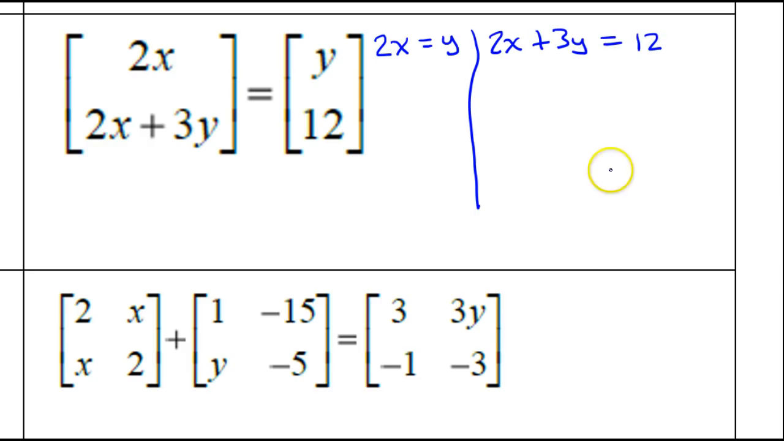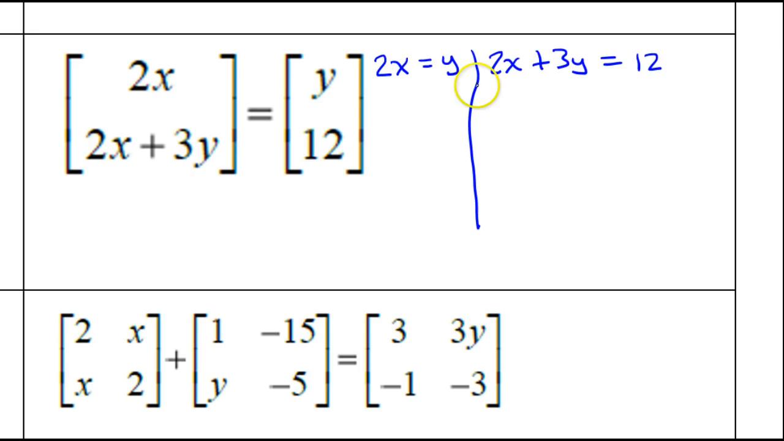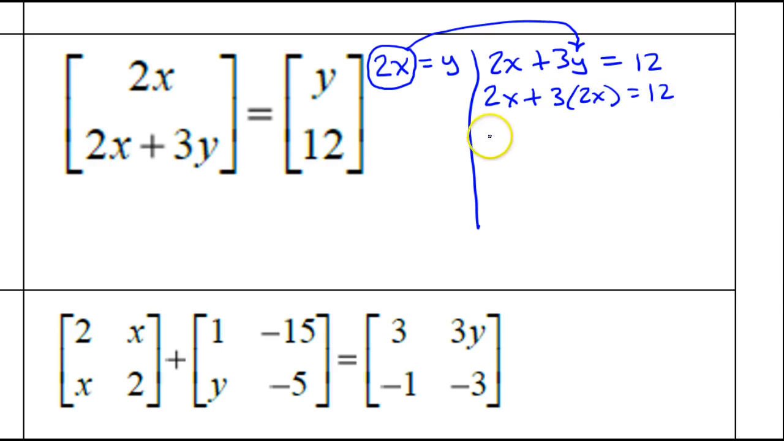So what I have is a system of equations with two variables. I have two equations and two unknowns. I would like to do substitution since I already have one variable by itself. So y is equal to 2x. So I should be able to substitute this in for y in the other equation. So that'll give me 2x plus 3 times 2x is equal to 12. So 2x plus 6x is equal to 12. So 8x is equal to 12.